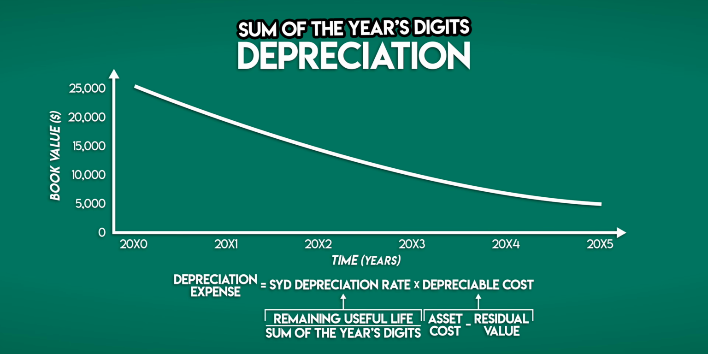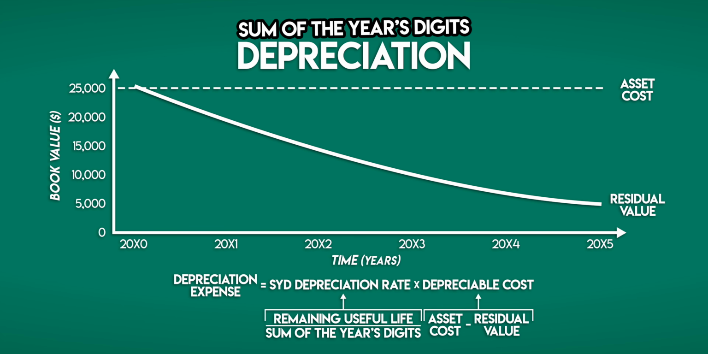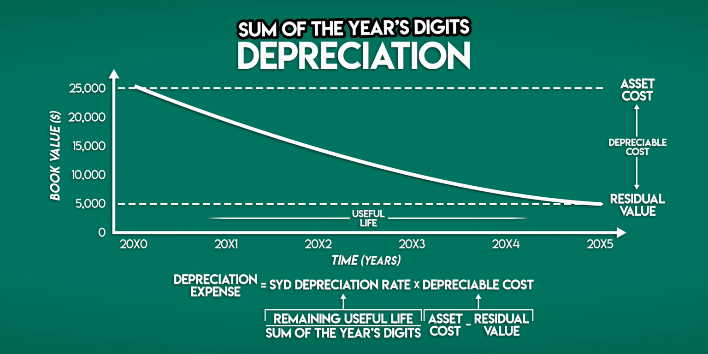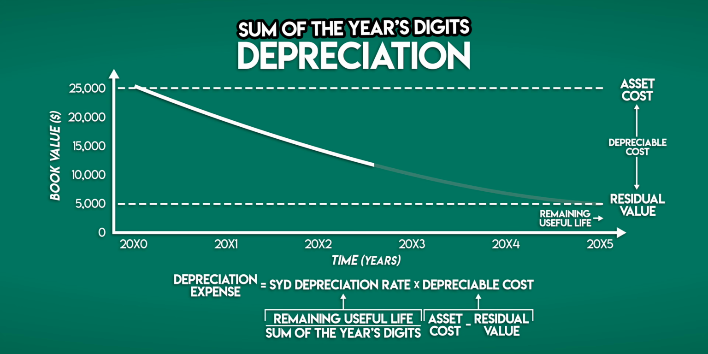This is your solar panel's book value over time. Your asset cost at the beginning is $25,000, and its residual value at the end is $5,000. Your depreciable cost is the difference between the two. The solar panel has a useful life of 5 years, and its remaining useful life decreases over time. The depreciation expense is variable because it changes each year, and it's accelerated because it's higher in early years.